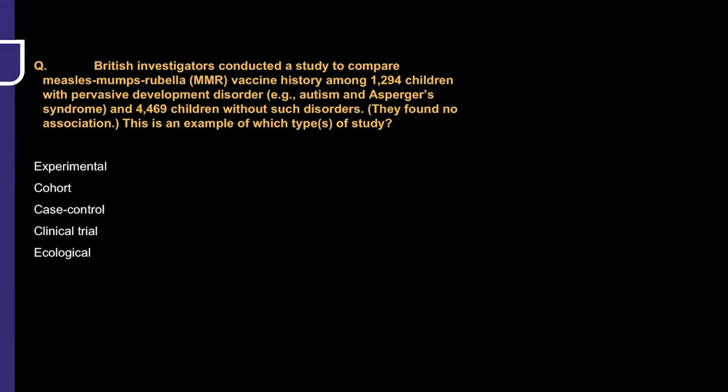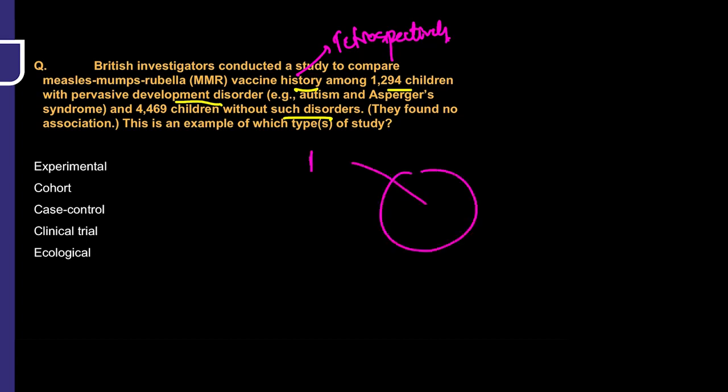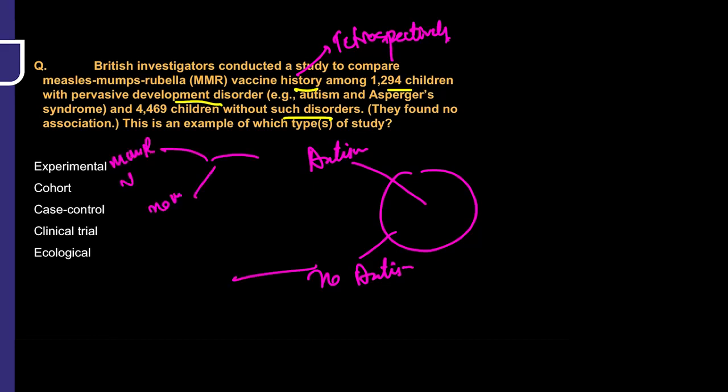British investigators conducted a study to compare MMR vaccine history among 94 children with the disorder and children without the disorder. So what are you doing? You are going retrospectively. You already have two groups, children with autism and no autism, and you are just going backwards and asking whether the child took MMR or not.